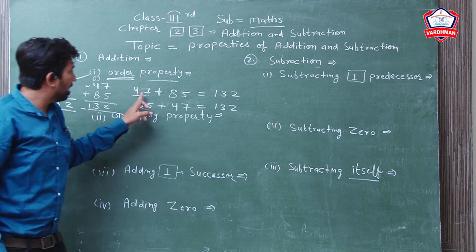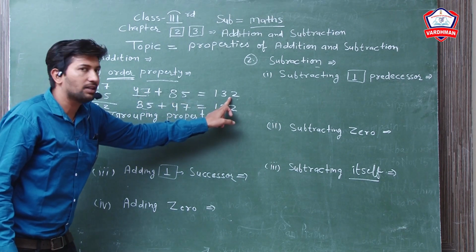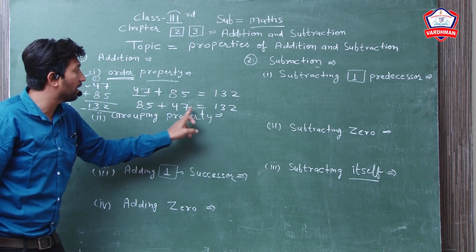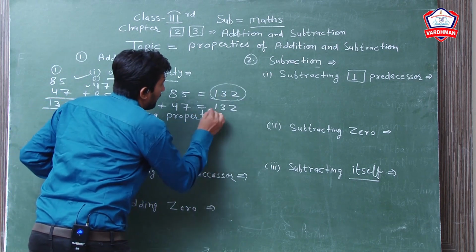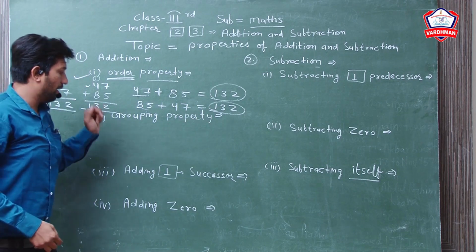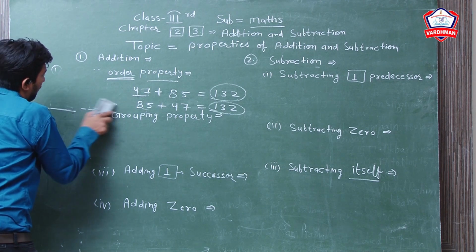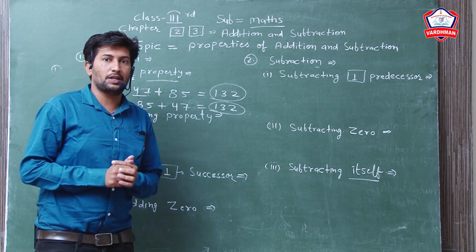You can see that 47 add by 85 is 132 and also 85 add by 47 is the same resultant, 132. Then you conclude that the order property in addition is not represented.